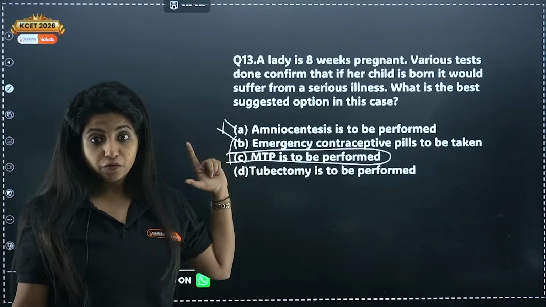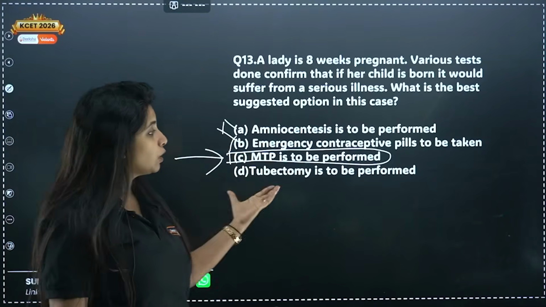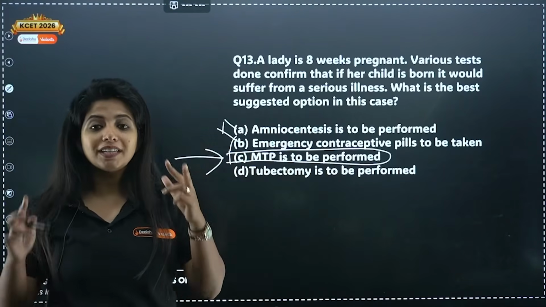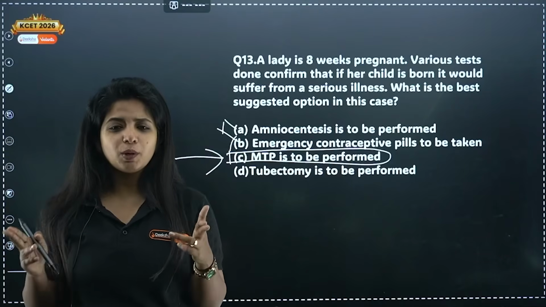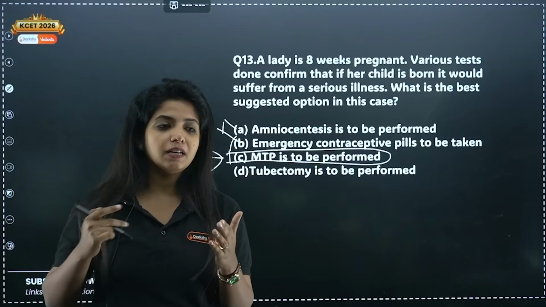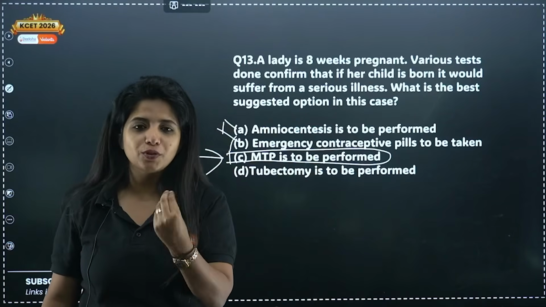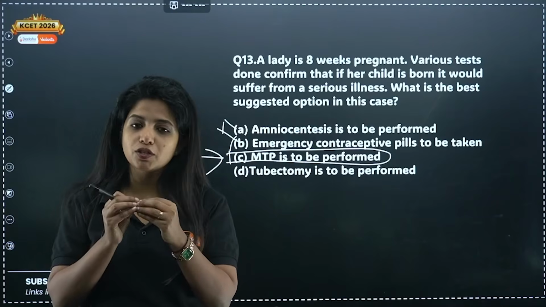So MTP is performed only in that condition. Please remember, this is something that would be suggested. Tubectomy is to be performed. Tubectomy means you're cutting the fallopian tube off. It is a contraceptive method. You want to prevent conception from happening. You do not allow the transport of the ovum, and that's how you make sure that the sperm and the egg are not meeting.